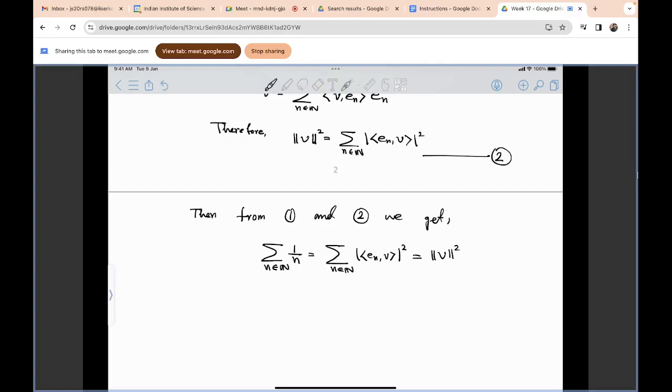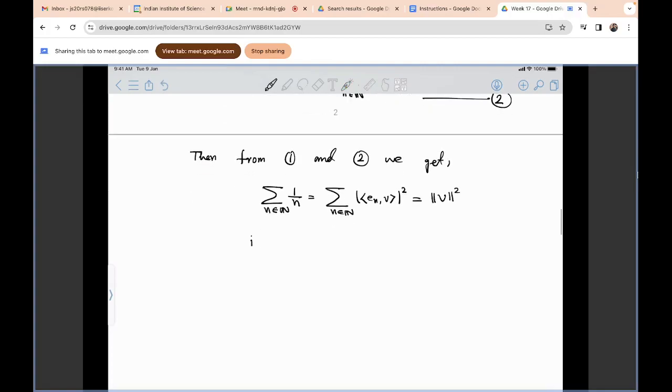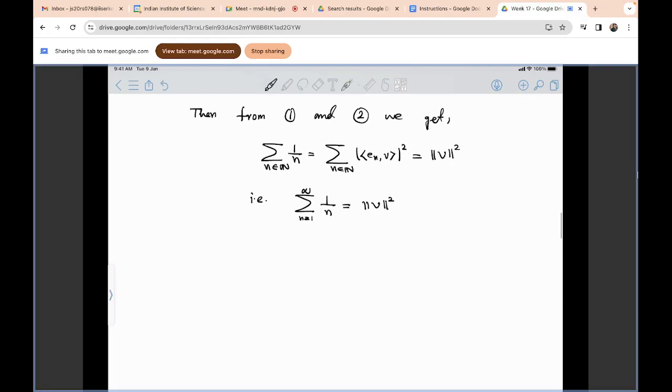And what is this? This is a harmonic series. We know that this series diverges. But norm v is the norm of a particular element, so this is finite. So the sum from n equals 1 to infinity of 1 by n equals norm v square, which implies norm v is finite, which is a contradiction, because this series diverges.